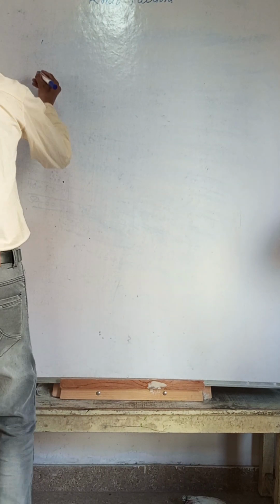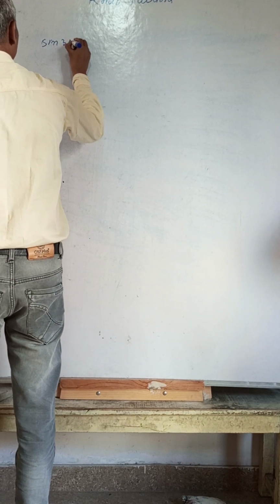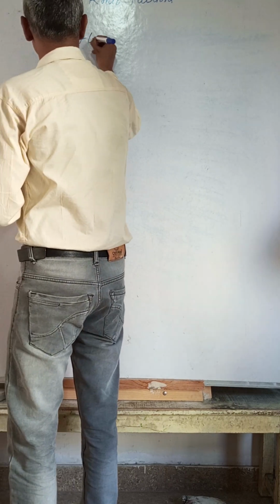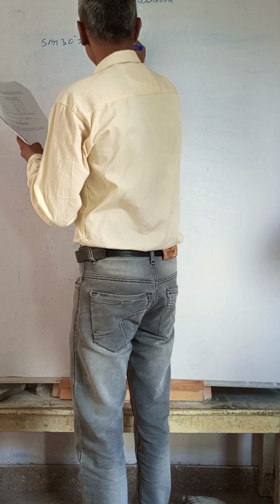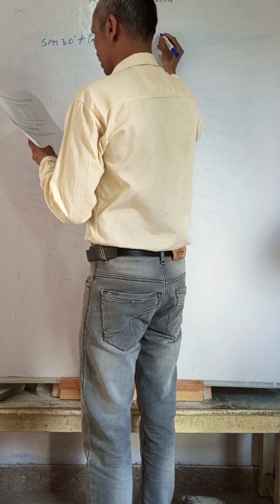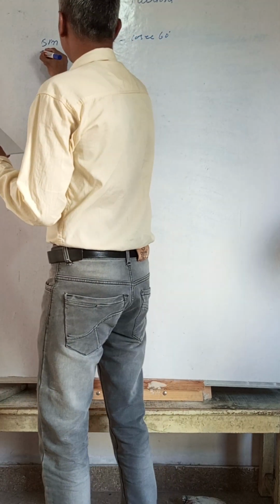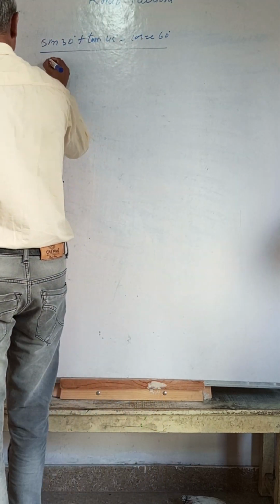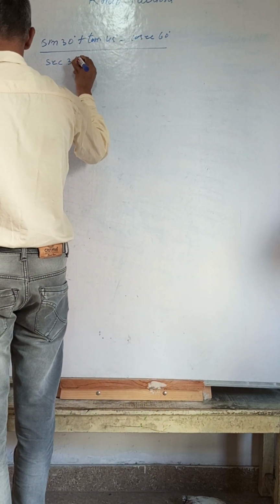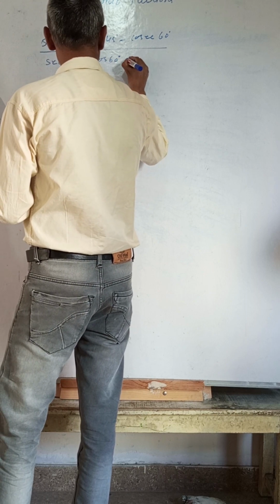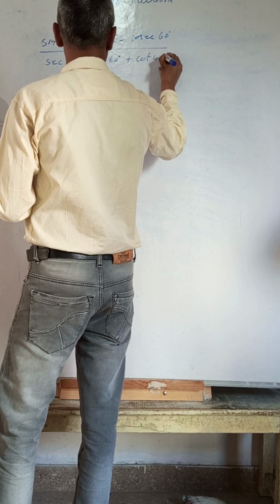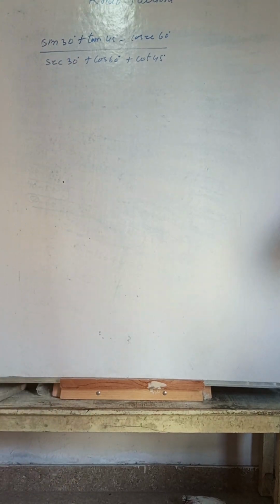So here is the question given: sin 30 degree plus tan 45 degree minus cosec 60 degree, divided by sec 30 degree plus cos 60 degree plus cot 45 degree. This is the question.